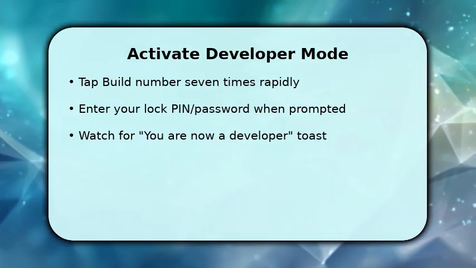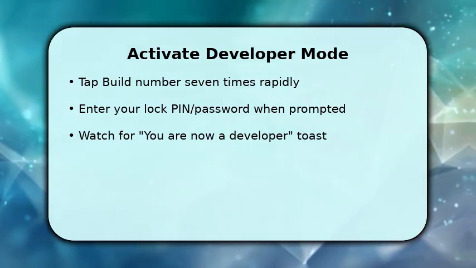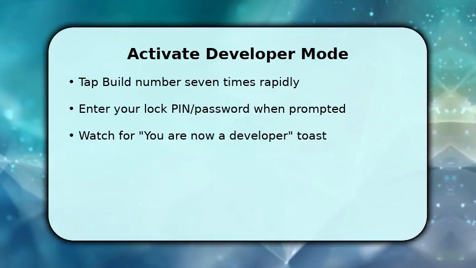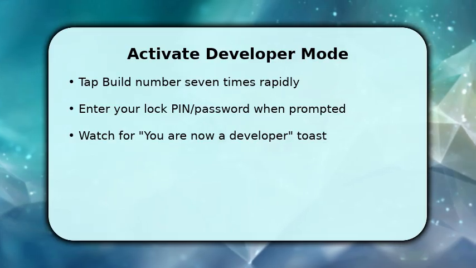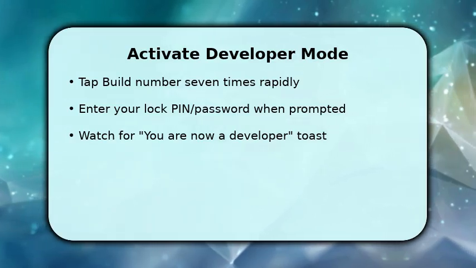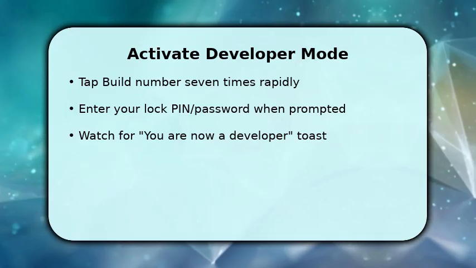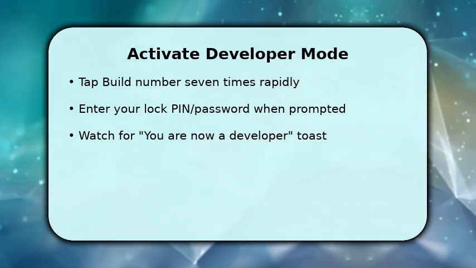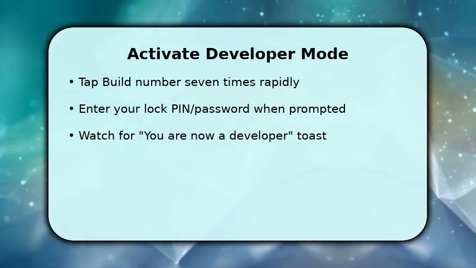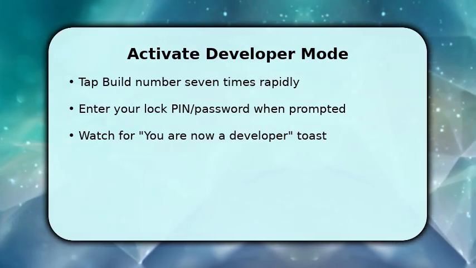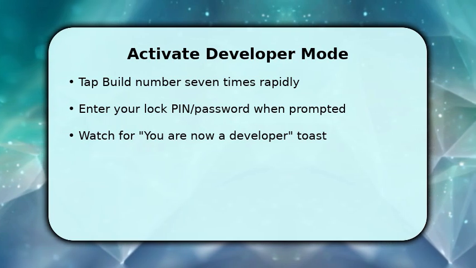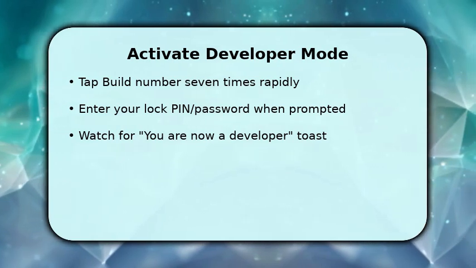When prompted, enter your device lock PIN or password to confirm it's you. This secures access to sensitive settings. Once accepted, the system displays a short confirmation like "You are now a developer." This unlocks a new Developer Options menu. Make sure to back out to the main settings screen so you can find developer options in System Settings or Additional Settings. That's where the tools now appear.